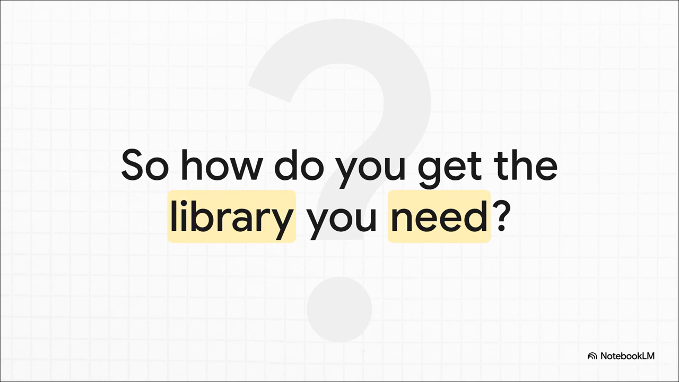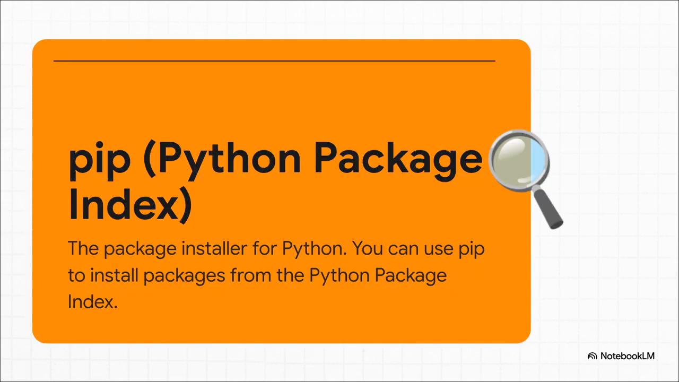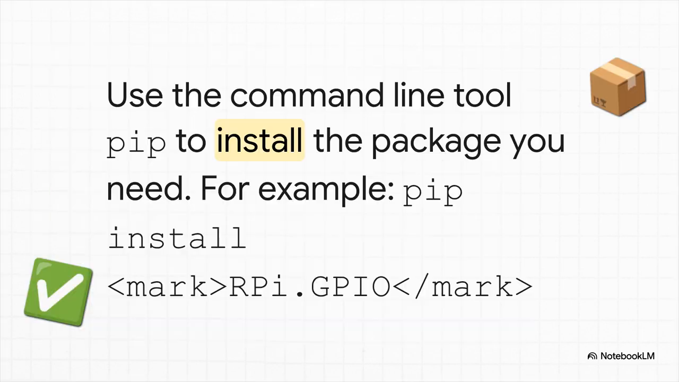So what do you do? How do you get it? Well, for Python, the answer is a neat little tool called pip. Think of pip as an app store, but for code libraries. It connects to this massive online warehouse of free toolkits and lets you download and install whatever you need with just a single command. And just like that, the solution is so simple.